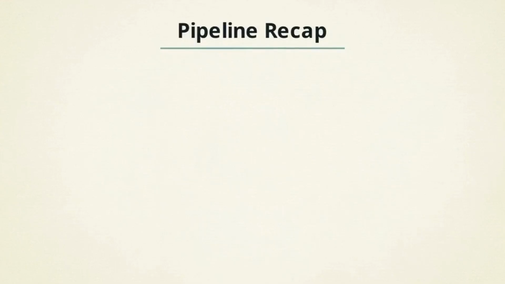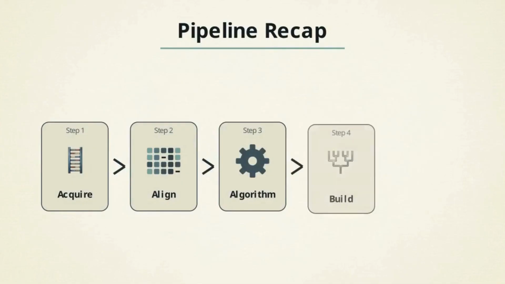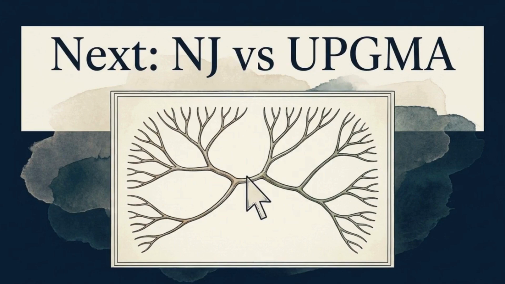To recap the pipeline: acquire your sequences, align the data, choose an algorithm, build the tree, and interpret the metrics. Sequences in, evolutionary history out.